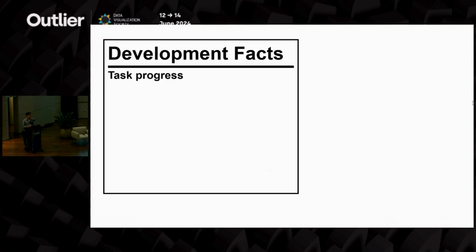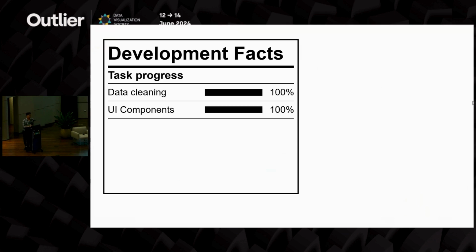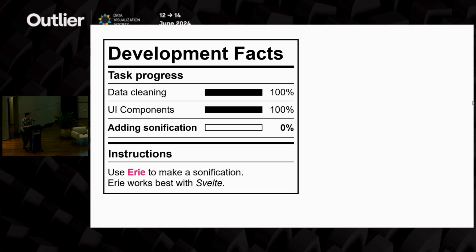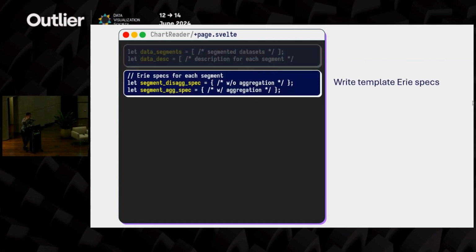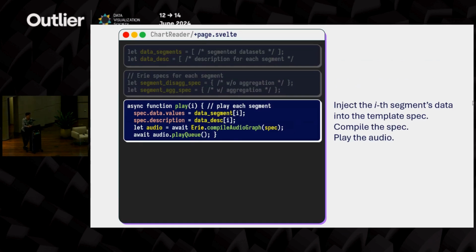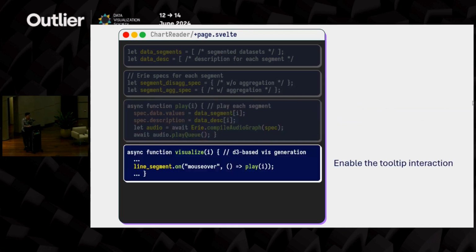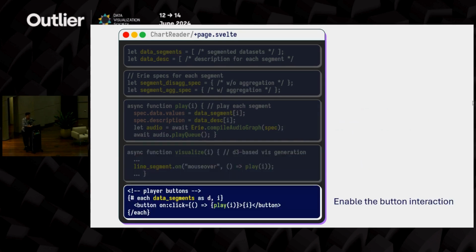To do that, let's assume that we have cleaned the data, which is maybe the hardest part, and then we built a UI component in HTML, and now we want to add sonifications. We're going to use Erie to make the sonification in a Svelte environment. To do that, you first split the data into multiple segments, and then write template specifications for aggregate and disaggregated data points. Then you define a play function that injects the data segment and corresponding descriptions into the spec, compiles it into audio objects, and plays it. If you are familiar with JavaScript, it has a lot of asynchronous things, and this is basically audio space. You can use this function with D3 code for interactions, and you can also use on-click button interactions.